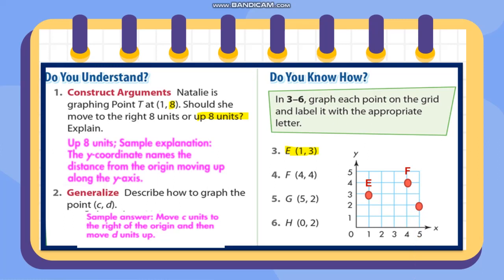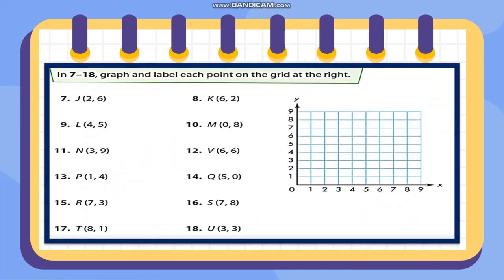And we have (0, 2). So from the point of origin, go 2 up, so the point must be there. So this is how to graph each point on the grid and label it with the appropriate given letter. Next, graph and label each point on the grid at the right. So we have letter J. Letter J is (2, 6). So we have 2, then 1, 2, 3, 4, 5, 6. So the point is there.